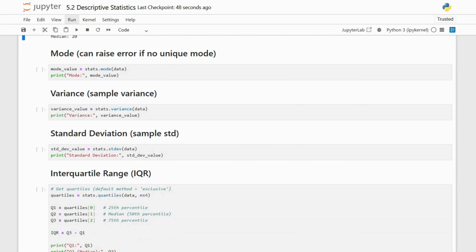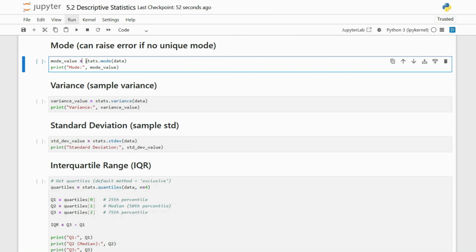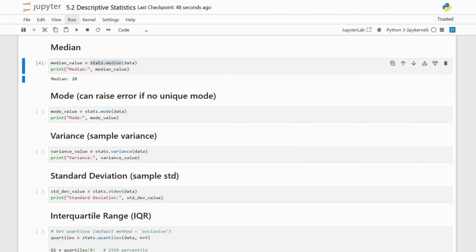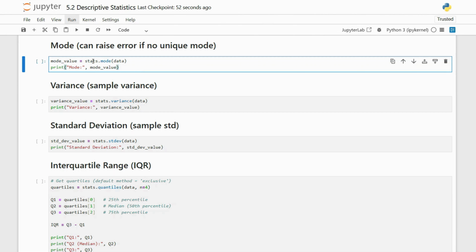The mode function tells us which value appears most frequently. In our data, one number repeats more times than the others, so Python identifies it as the mode. This is useful when we want to know what value is most common.